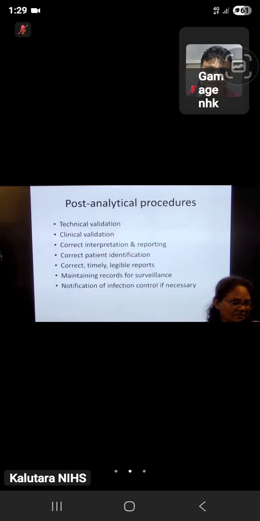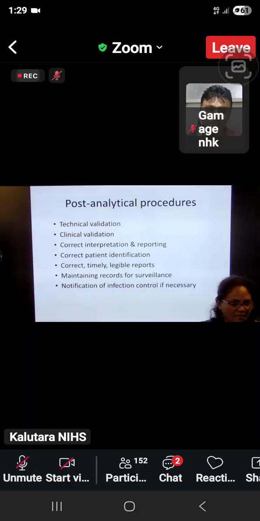Post-analytical procedure: technical validation, clinical validation, correct interpretation and reporting, correct patient identification, correct timely legible reports, maintaining records for surveillance, notification of infection control if necessary. So these are the post-analytical procedures. Right?